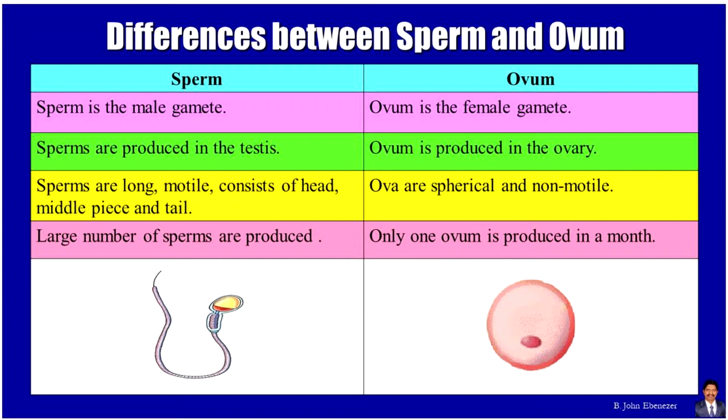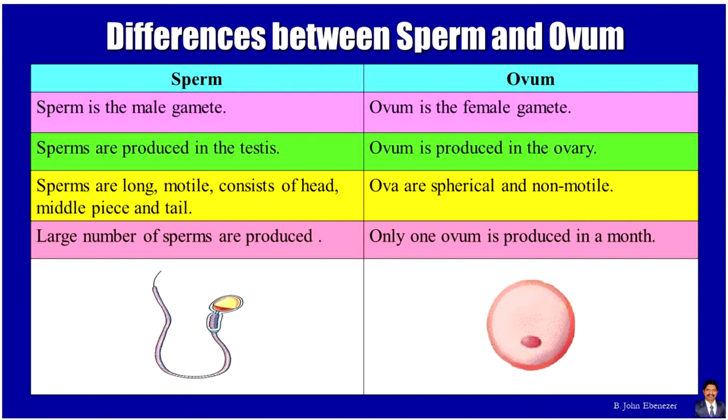Differences between sperm and ovum. Sperm is a male gamete. Ovum is a female gamete. Sperms are produced in the testis. Ovum is produced in the ovary.